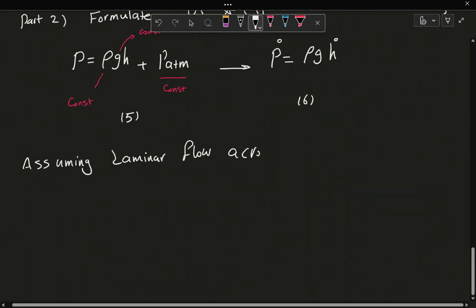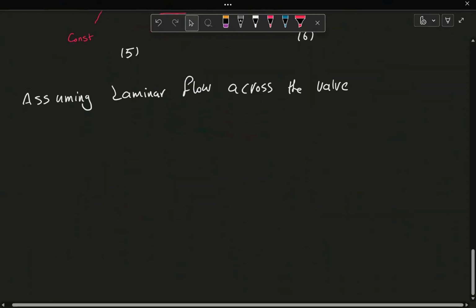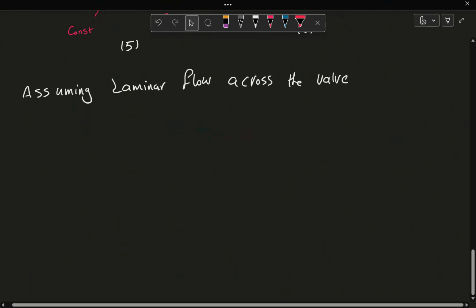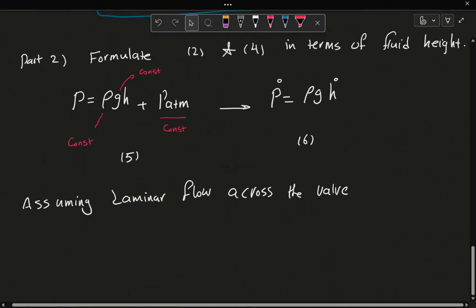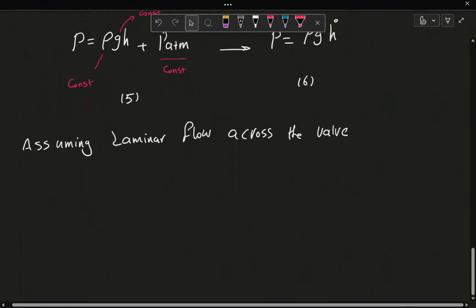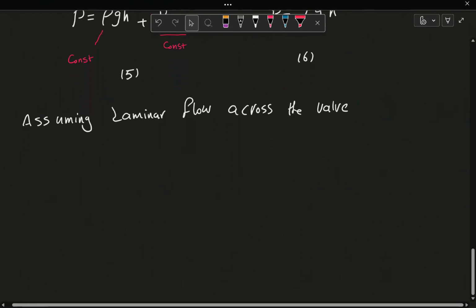assuming laminar flow across the valve, what we can do is basically copy and paste equation 2. Let me just copy and paste equation 2 here. So your equation 2 was CRL, P dot plus P equals to QN multiplied by RL plus P atmosphere.